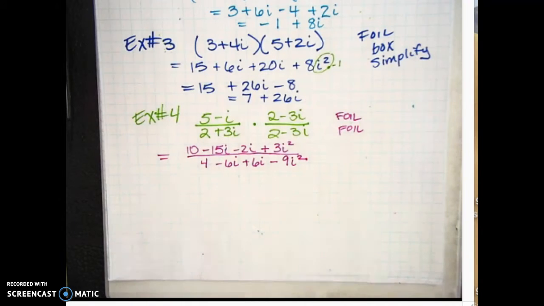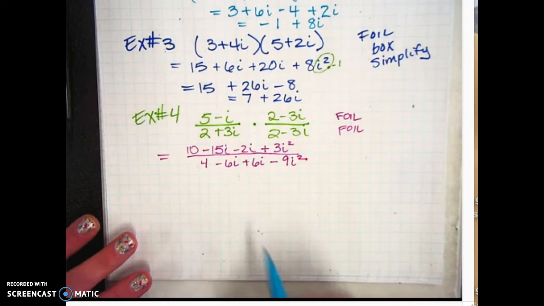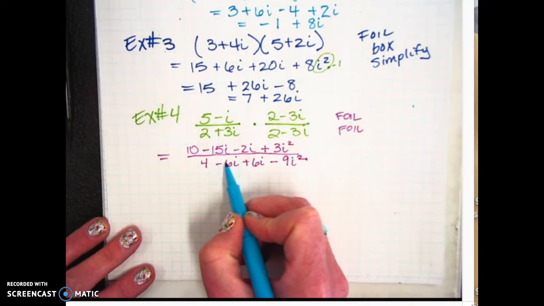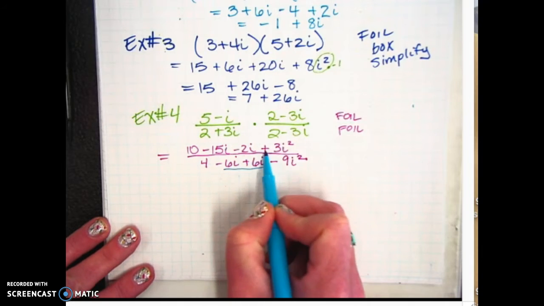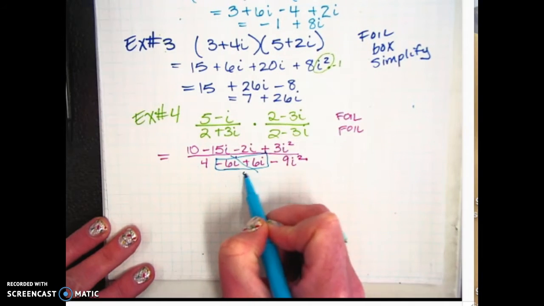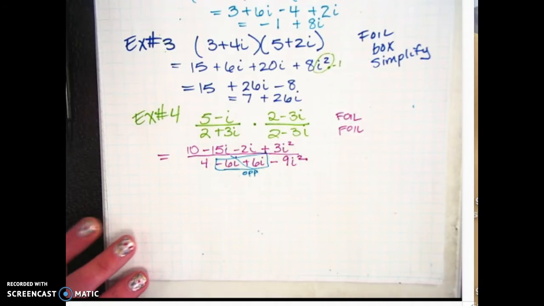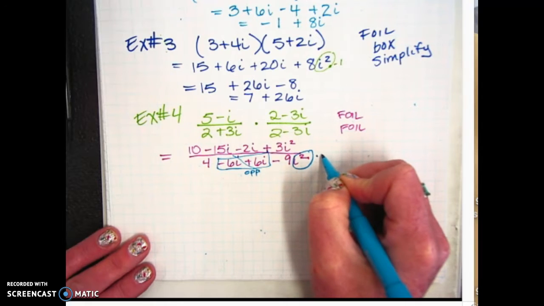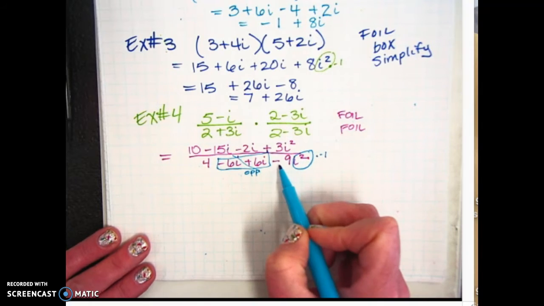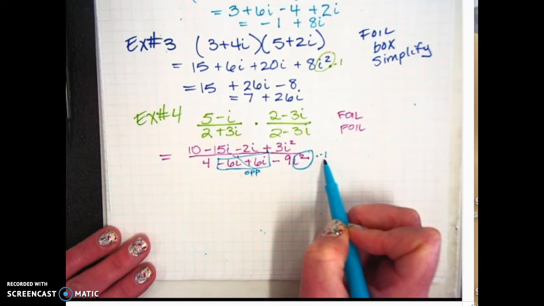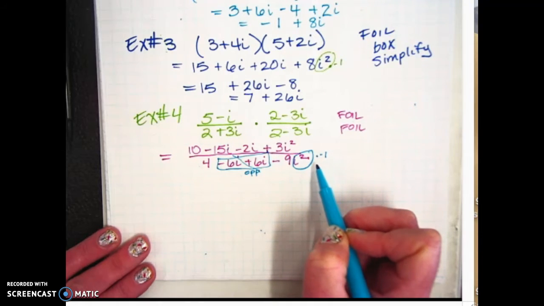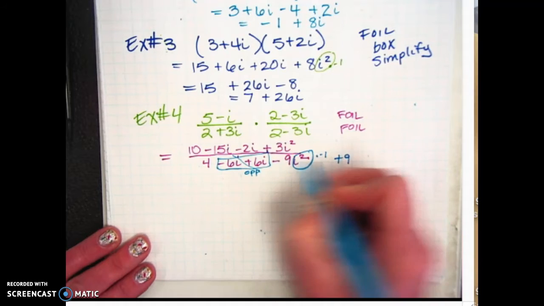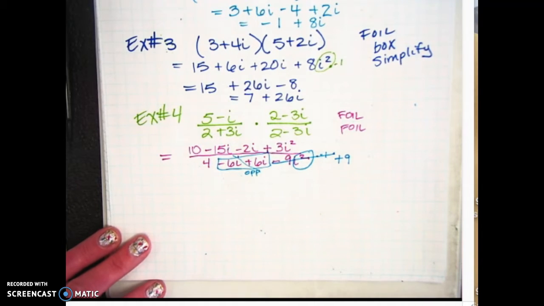Okay? Now let's go in and simplify, right? So these are obviously opposites. They're opposites, they cancel. And the i squared, we're going to write times -1. So -9 times -1 is actually what? Plus 9. So over here, I'm going to kind of cancel that and write plus 9.